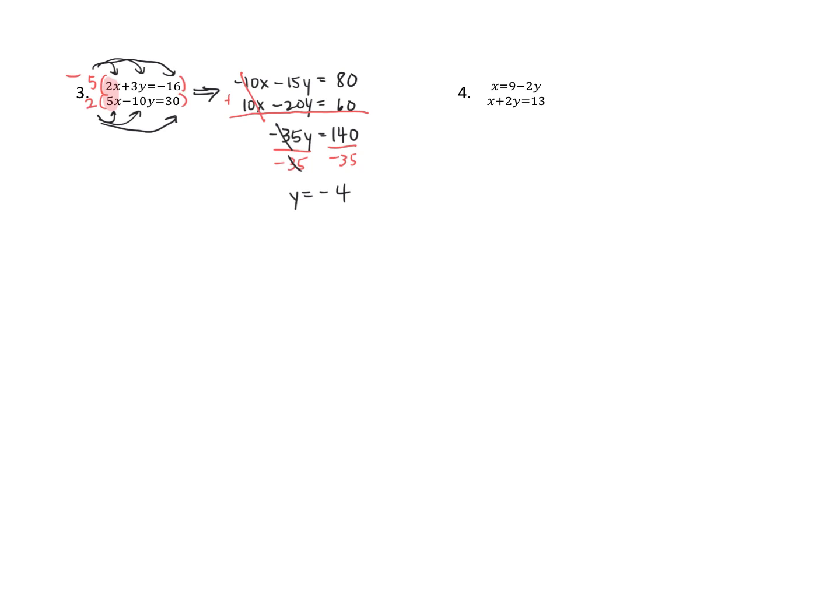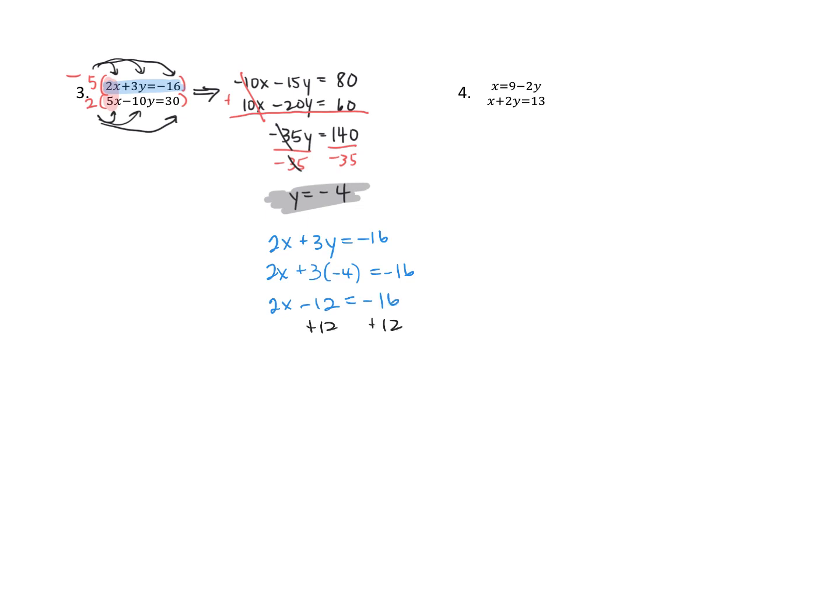Okay, so here is my y value. Now I need to plug that into one of the equations to find my x value. It doesn't matter which one, so I'm going to pick the first one. So the first one is 2x plus 3y is equal to -16. So 2x plus 3 times -4 is equal to -16. And now I'm going to solve for x. So we will have 2x, 3 times -4 is -12, is equal to -16.